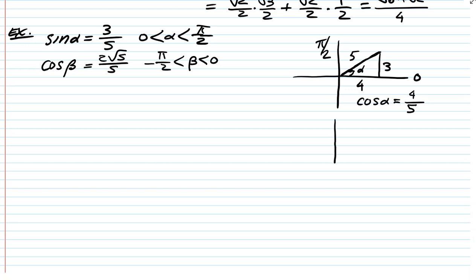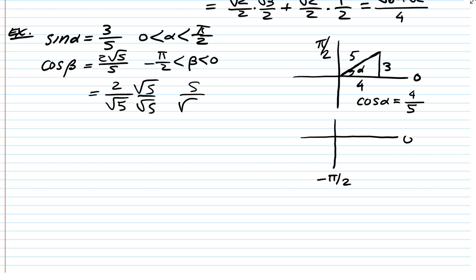Let's look at beta. Beta is a negative angle, in between negative pi over 2 and 0. The unrationalized version is 2 over root 5, isn't it? Because when you do root 5 over root 5, that's how you get 5 over root 5. So let's de-rationalize it. 2 over root 5 in the fourth quadrant. This is 2, and let's say root 5 is here.